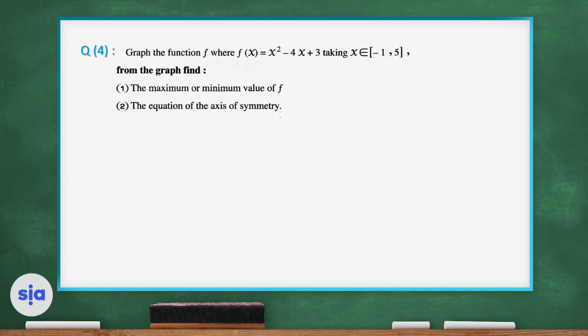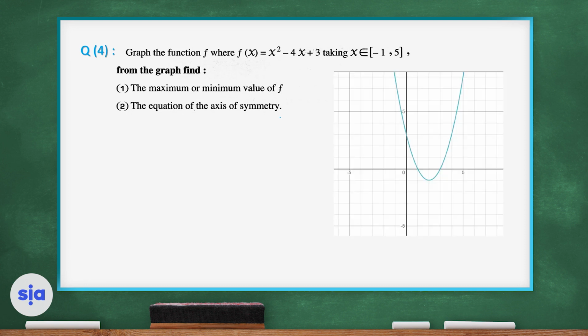In question 4, the question is asking us to graph the function f, where f of x equals x squared minus 4x plus 3, taking that x belongs to the interval from -1 closed until 5 closed. You're going to draw the graph using the table of values. You're going now to write the table of values, putting x with values -1, 0, 1, 2, 3, 4, and 5, and then finding the y values. After you graph it, this is the shape of the graph that will appear to you.